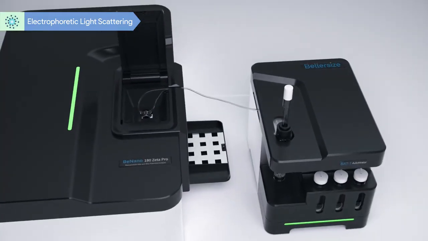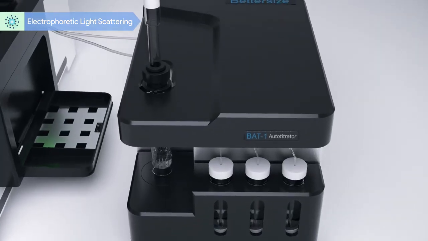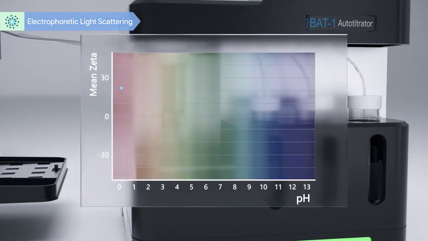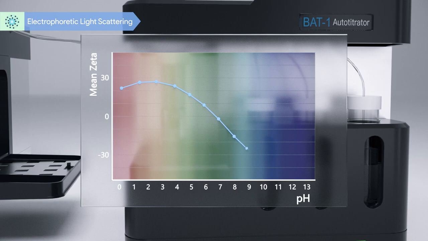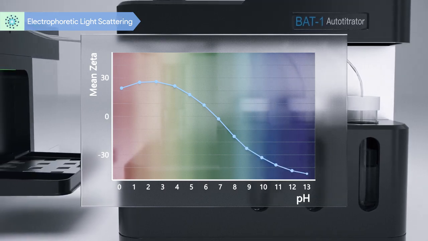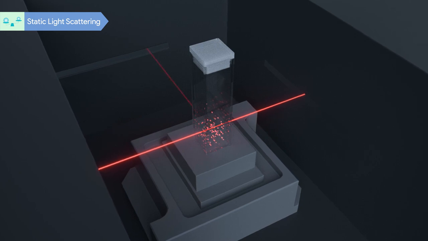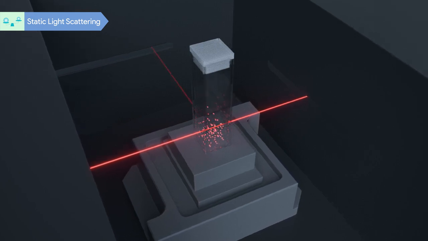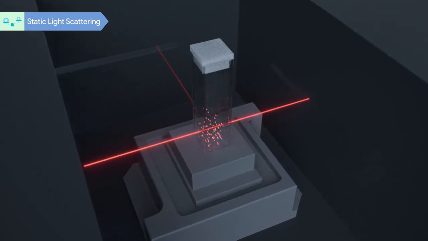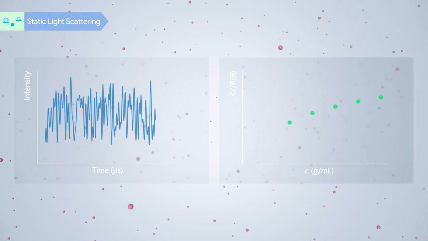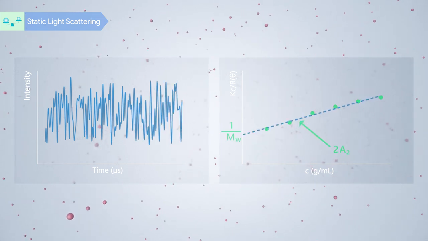The BAT1 autotitrator is designed to be used with BeNano, performing automatic titration operation and offering a pH-dependent zeta potential plot. SLS measures the molecular weight by detecting the scattered light intensity of a series of sample solutions with different concentrations. By Debye plot, the average molecular weight and the second virial coefficient can be calculated.